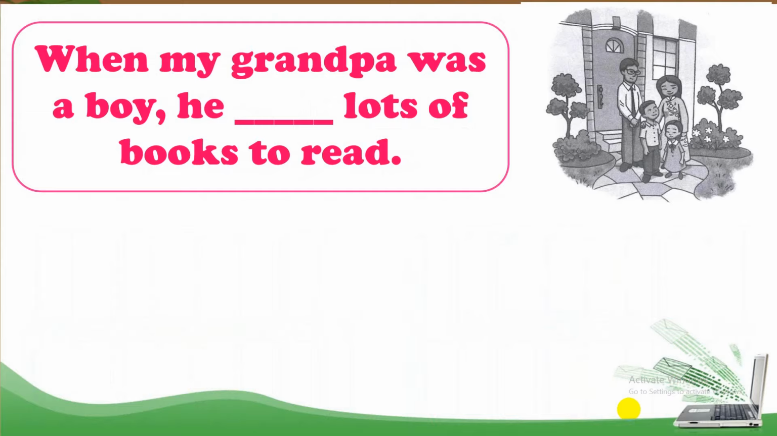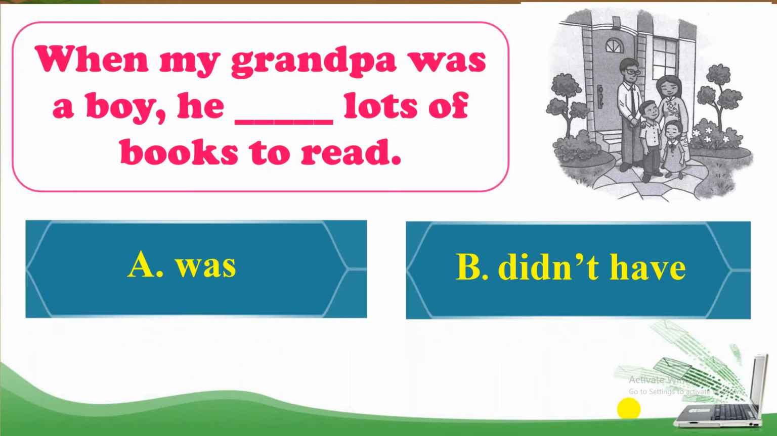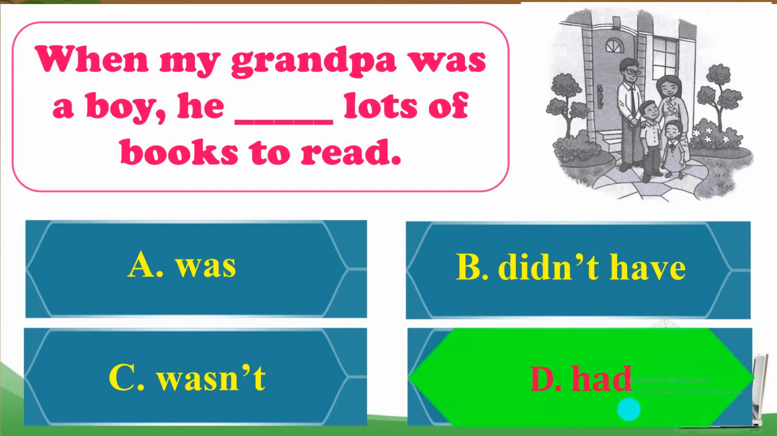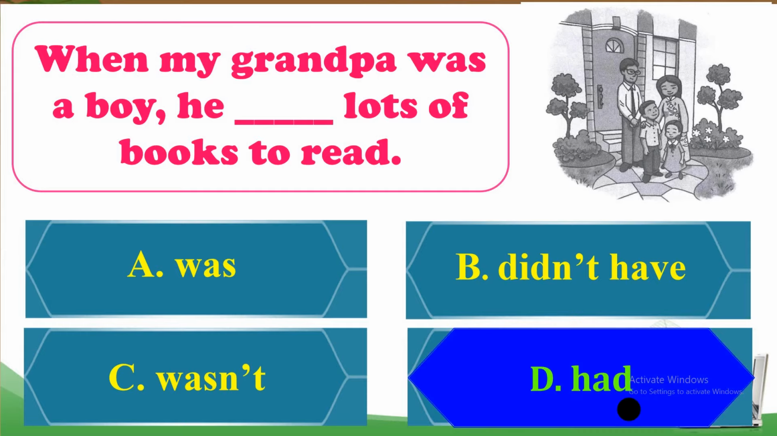When my grandpa was a boy, he lots of books to read. A was, B didn't have, C wasn't, and D had. You choose D. When my grandpa was a boy, he had lots of books to read.